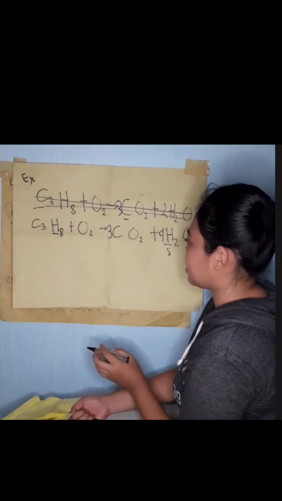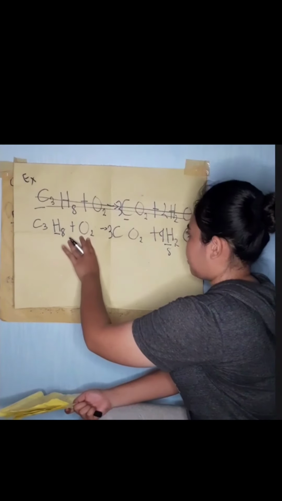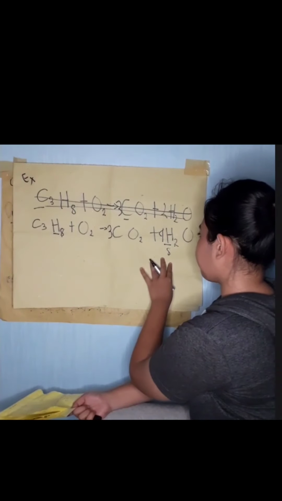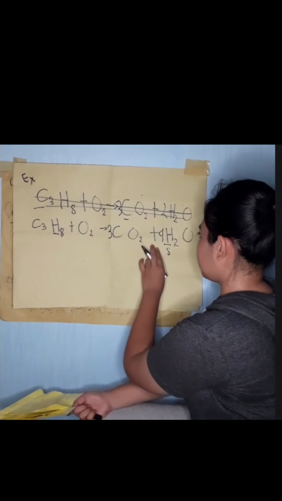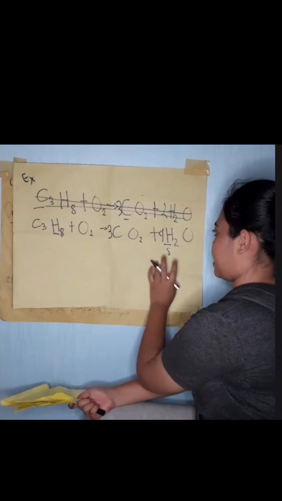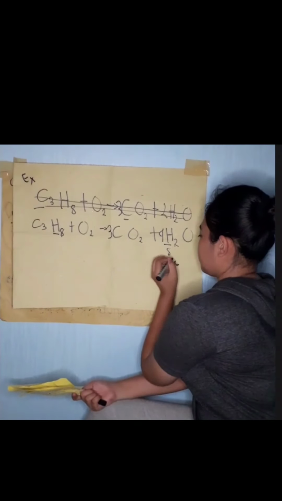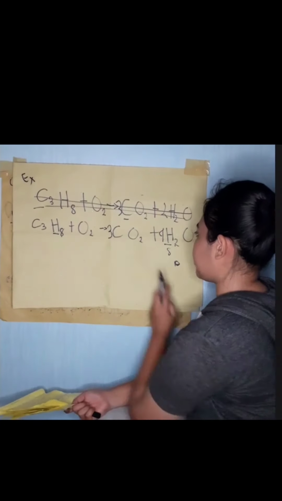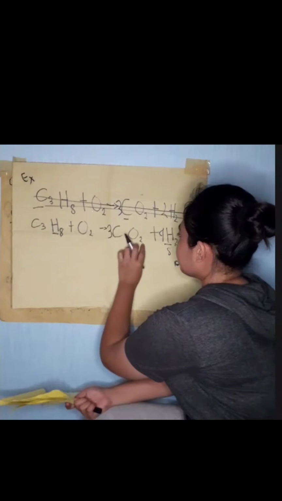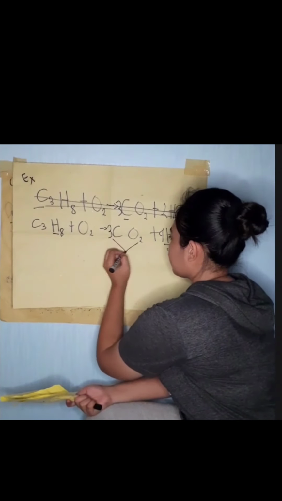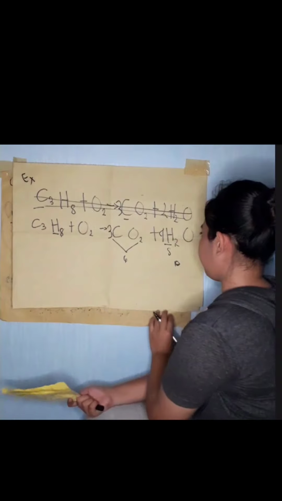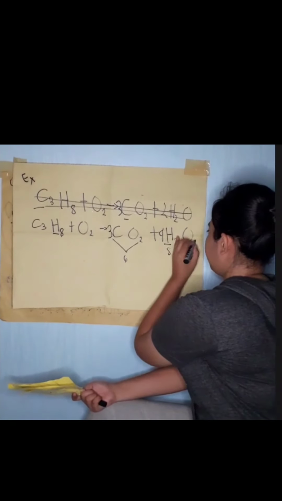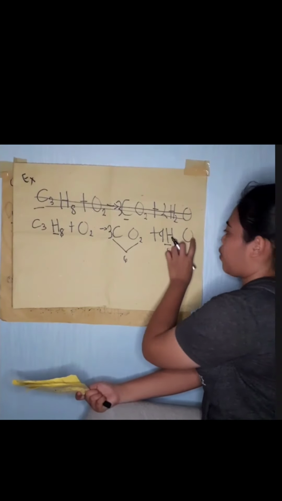So, next naman natin ay ang oxygen. Meron tayong 2 oxygen sa left side at meron naman tayong 10 na oxygen sa right side. So, paano natin mababalance ang oxygen? So, 3 times 2 is 6. 4 times 1 is 4. Automatic na kasi siya na may 1 dito.